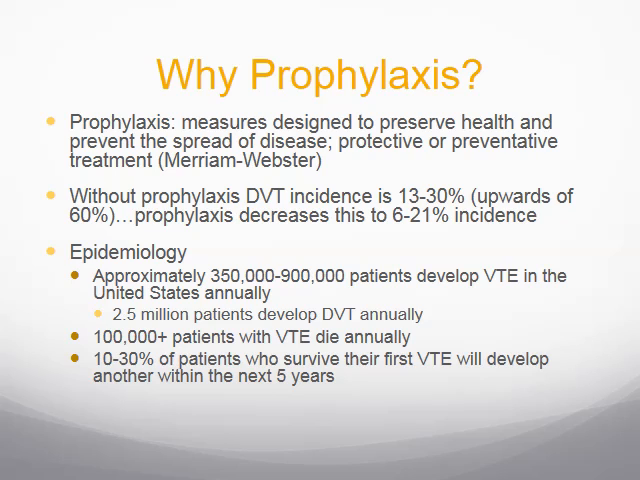But a lot of these patients don't know that they have blood clots in their legs, and the time between a DVT dislodging and becoming a PE can be very short in some patients. And about 10 to 30 percent of patients who survive their first VTE episode will develop another within the next 5 years. So that goes back to the therapy.